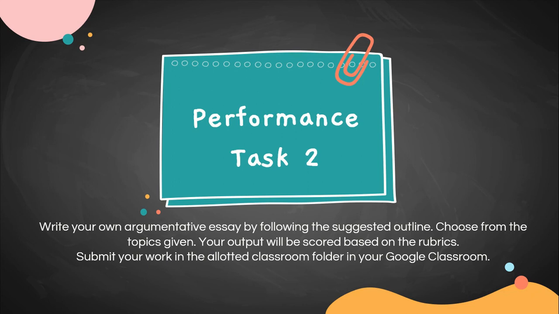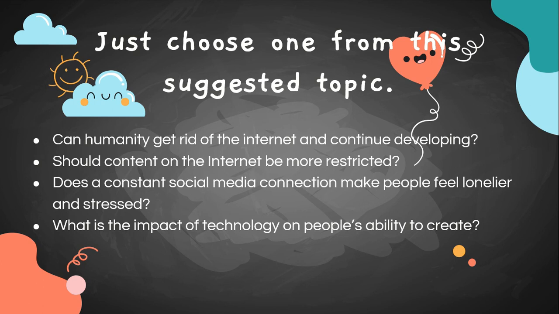Performance task number 2. Write your own argumentative essay by following the suggested outline. Choose from the topics given. Your output will be scored based on the rubrics. Submit your work in the allotted classroom folder in your Google Classroom. Here are the suggested topics for performance task number 2. Just choose one and then develop it in this way.